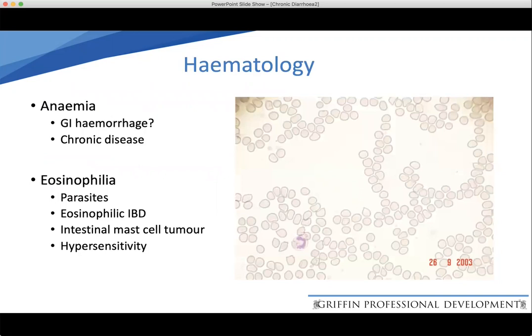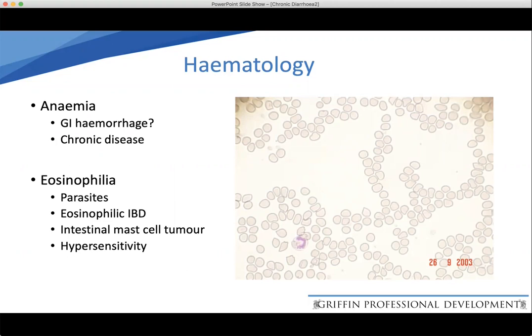So speaking first of all of our minimum database, we start off with our hematology. It's unlikely to give us the cause of the diarrhea, but it might give us some little pointers as to which direction we need to travel. So if we have an anemia in our patient, that should start to focus our mind as to whether that's an anemia of chronic disease, which is usually mild and non-regenerative, or whether it could be a gastrointestinal hemorrhage. And in those cases, it might, for example, be microcytic hypochromic.